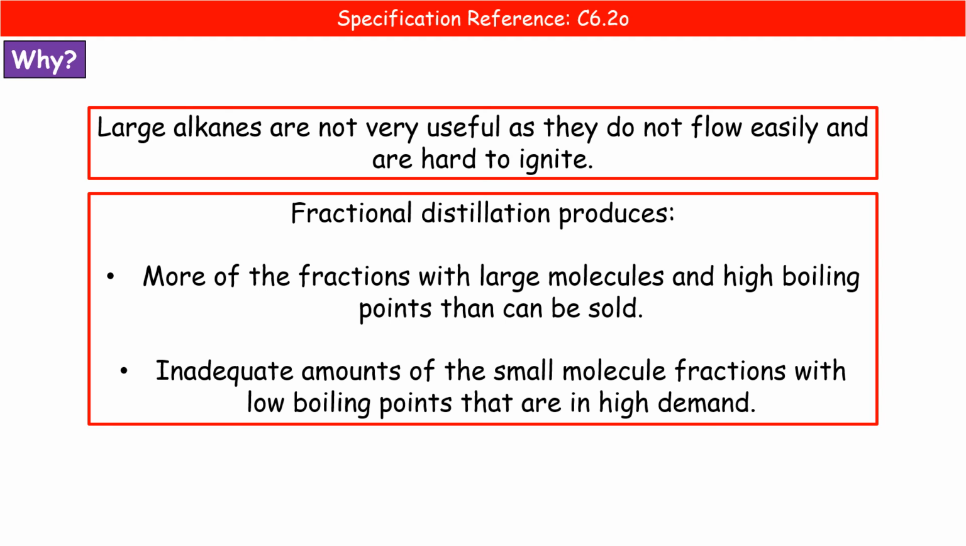One of the reasons we do seem to have this surplus of the larger alkanes is because they're not overly useful. They're not great at flowing, they don't really flow easily, and in terms of trying to ignite them so we could burn them as a fuel, again, they're really hard to ignite. So for a lot of our uses, the large alkanes aren't good. Therefore, if we can split them up into those smaller ones, then they are easier to ignite, they flow more easily, and that makes them way more useful.